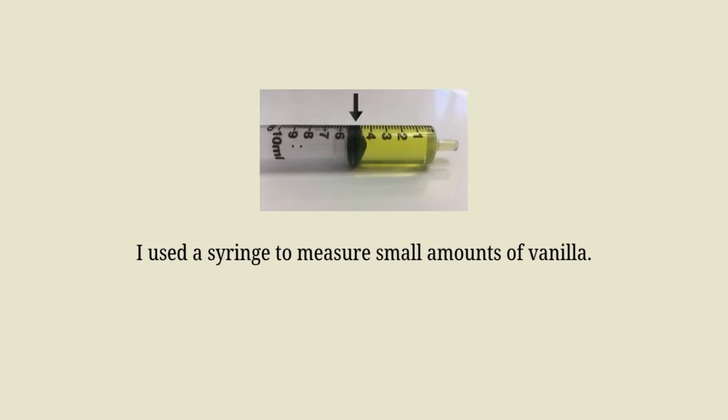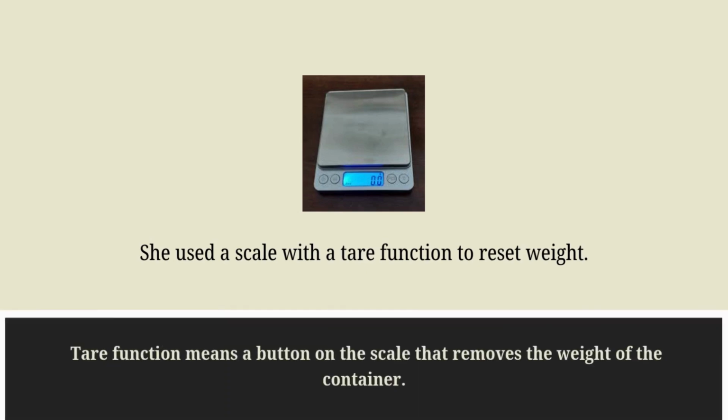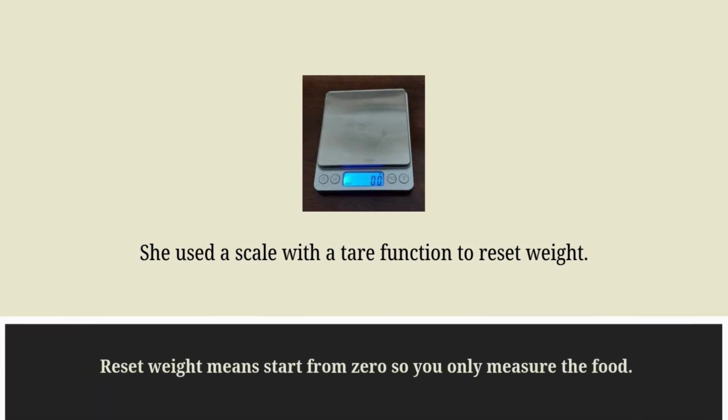I used a syringe to measure small amounts of vanilla. She used a scale with a tare function to reset weight. Tare function means a button on the scale that removes the weight of the container. And reset weight means start from 0 so you only measure the food.